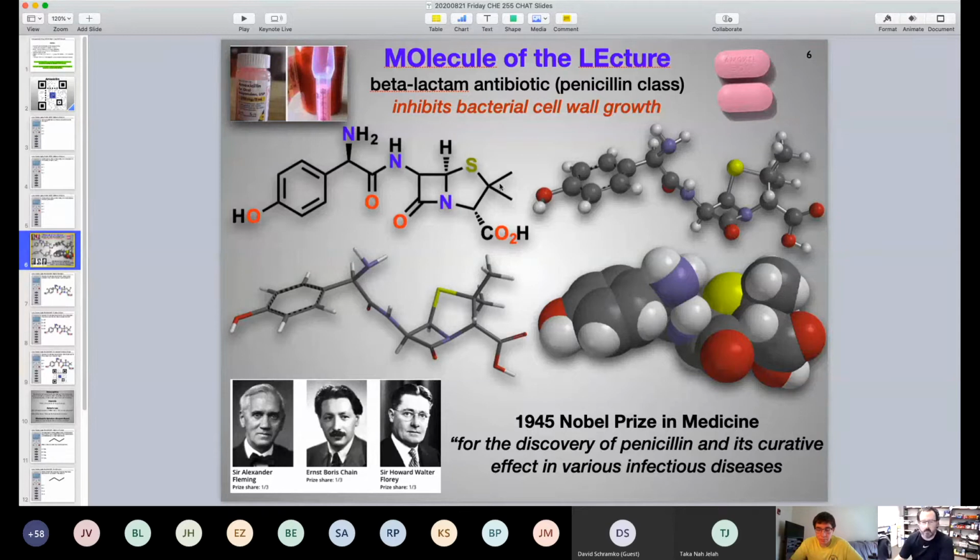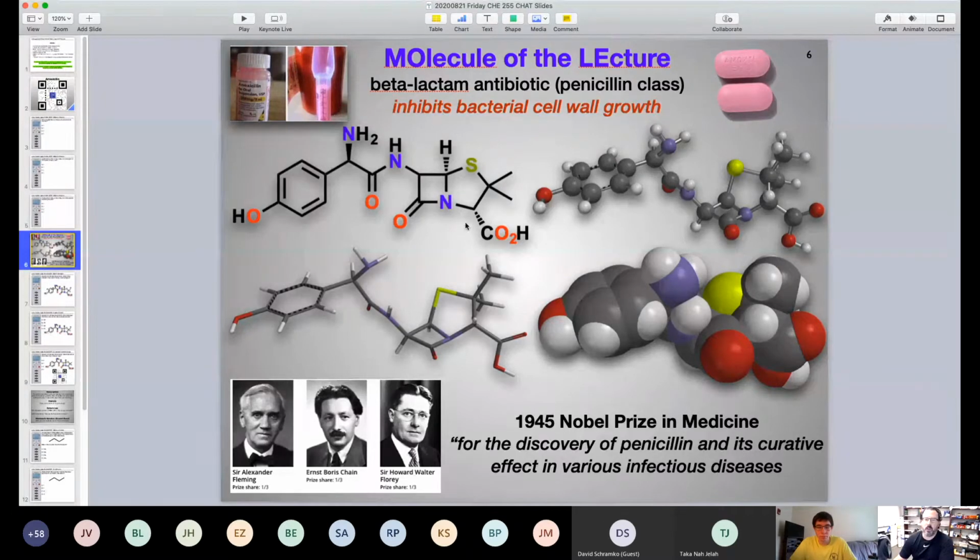So this molecule was actually the source of the 1945 Nobel Prize in Medicine. So again, that's the societal relevance of organic chemistry in your studies here. These three gentlemen, Alexander Fleming, Ernst Chain, and Sir Walter Florey, each shared one third of the prize for their discovery of penicillin and its curative effect in various infectious diseases. So we're all aware of COVID. COVID is an infectious disease.